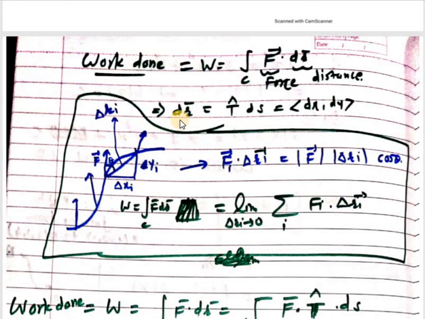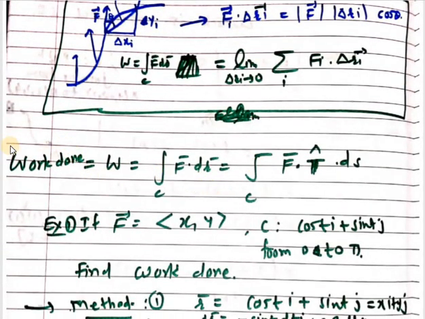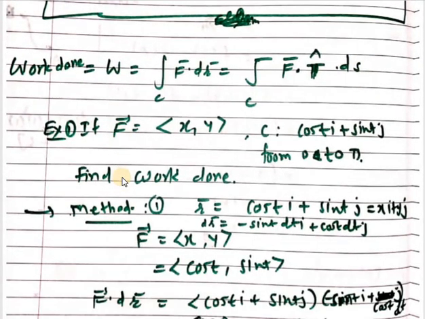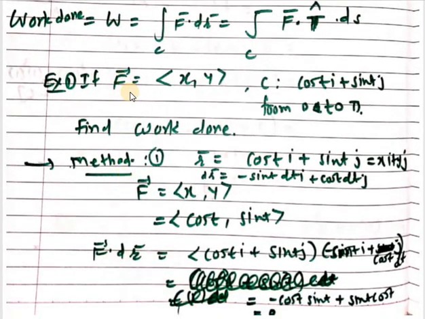Sometimes we represent dr bar as the unit tangential vector times ds, but sometimes dr can also be used as dx i plus dy j, which can be written as dx, dy. So this is the formula, and you should remember it. Let us consider an example based on that.